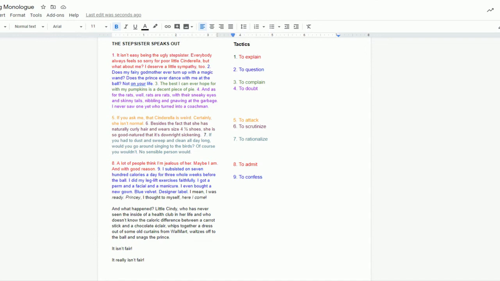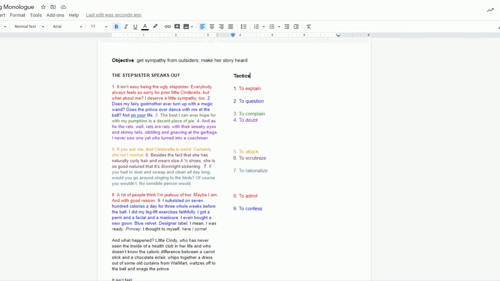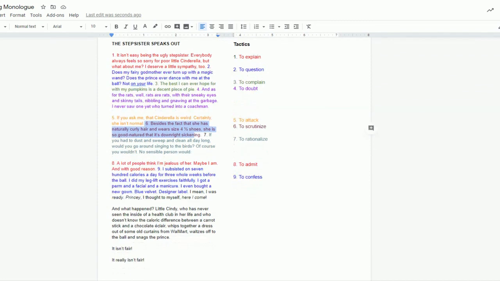I know words like objective and tactics, you hear me say all the time, but it's because if acting doesn't come naturally to you, if you don't feel like you have good instincts, if the concept of sensory recollection is difficult for you, break it down like this. Give it a more scientific approach where you say, okay, exactly in this sentence, in these 2 sentences, I am explaining. Then I'm going to go into questioning. Then I'm going to complain, and then I'm going to doubt, and then I'm going to attack. Then I'm going to scrutinize, and then I'm going to rationalize. Then I'm going to admit, and then I'm going to confess.